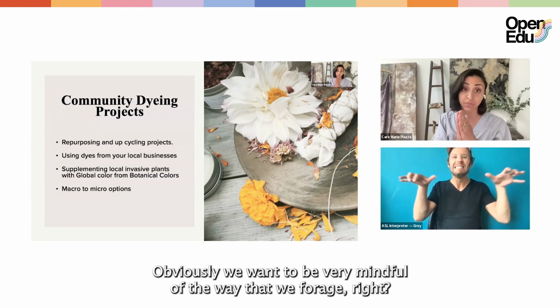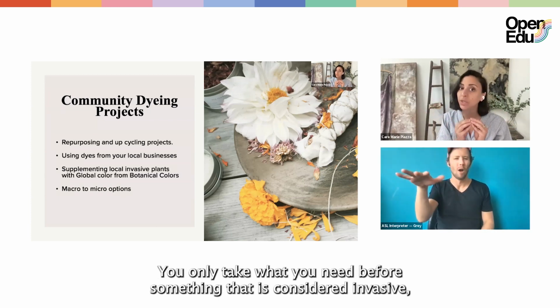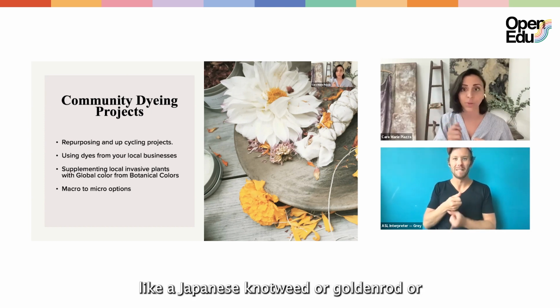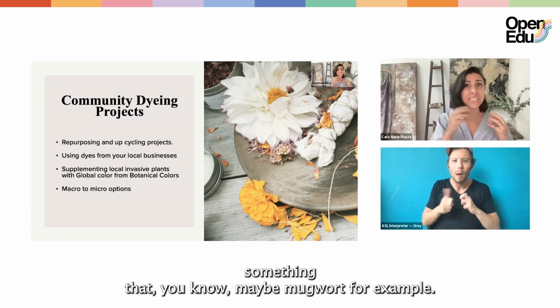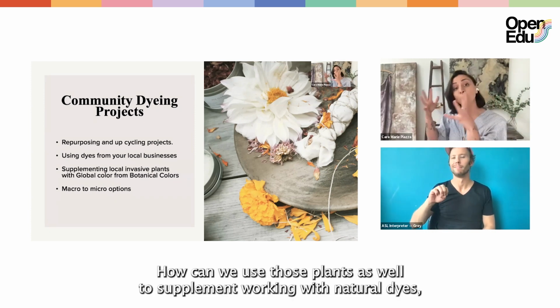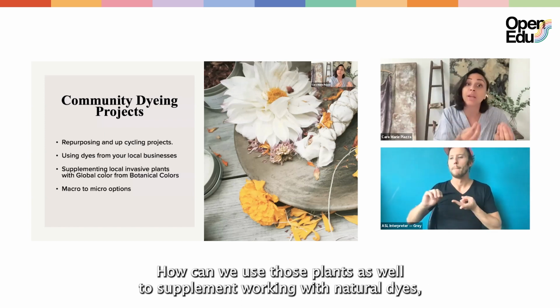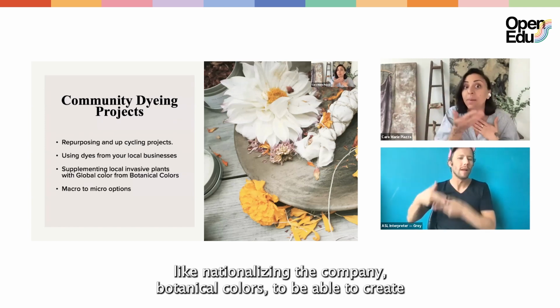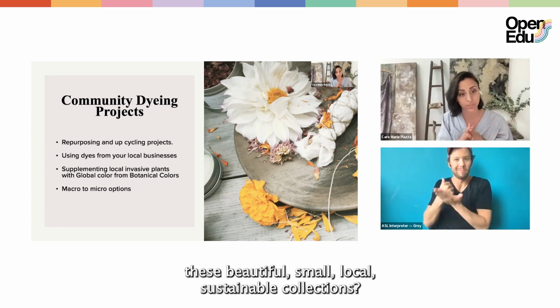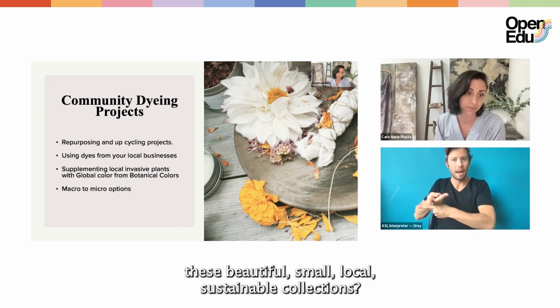So how can we supplement our dye baths with things that are abundant and growing naturally? Obviously we want to be very mindful of the way that we forage, right? You only take what you need, but for something that is considered invasive, like Japanese knotweed or goldenrod or maybe mugwort, for example, how can we use those plants to supplement working with natural dyes, like natural dyes from the company Botanical Colors, to be able to create these beautiful, small, and local sustainable collections?